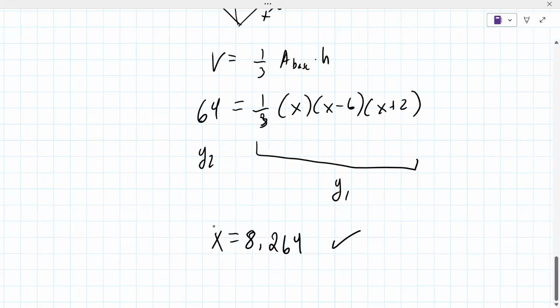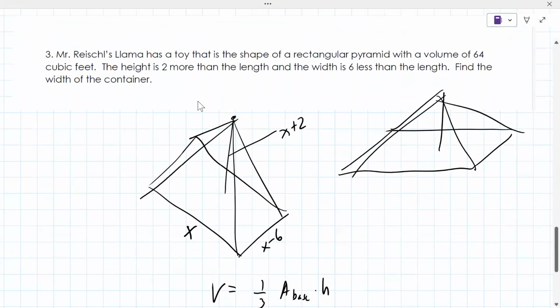Yes, that's good. Okay, so then you got to go back and decide, well, is that what they're looking for? They want the width. You'd have to find the length. But length is already found. So width is 6 minus 8.264.